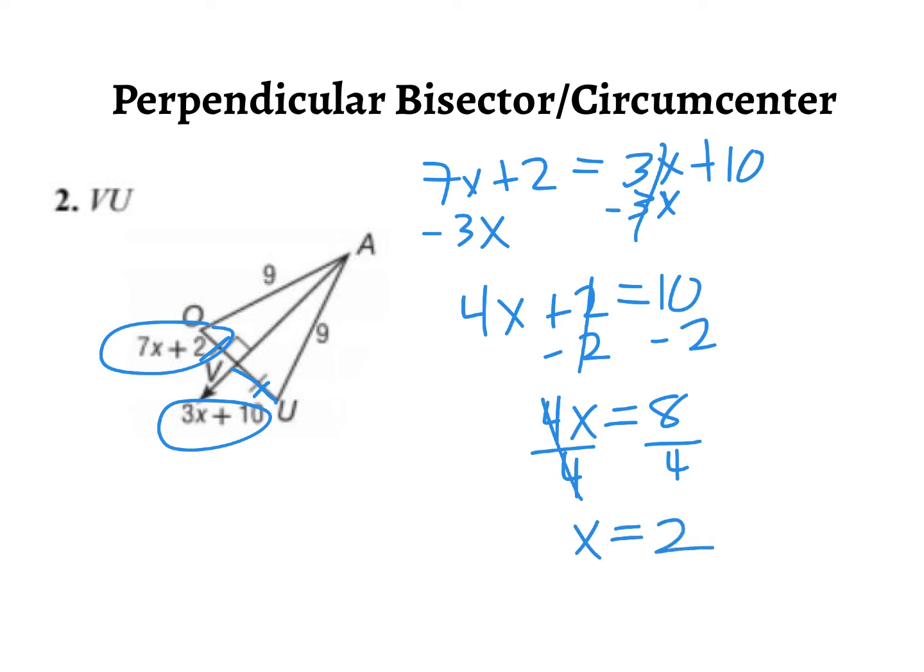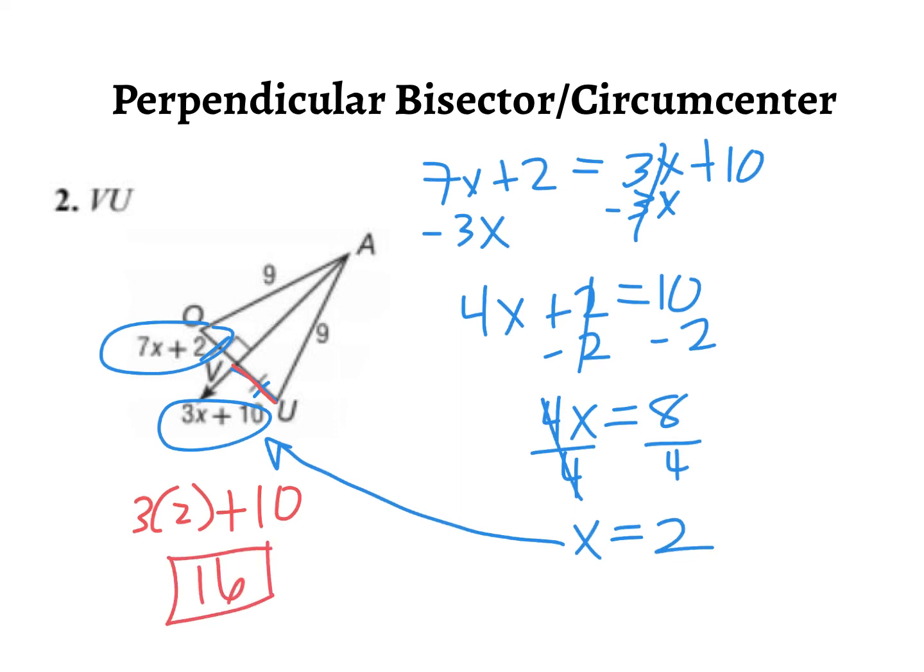Now I'm interested in the length of VU. So that means that I have to plug this in here where VU is at, and we can solve for this value. VU is this segment. So I have 3 times x, which is 2, plus 10. 3 times 2 is 6. 6 plus 10 is 16. Voila. The biggest thing that told me here what to do is the tick marks. This tick mark is congruent to this tick mark. So I made them equal to each other. And then I solved. And I plugged it back in to find the length of VU.